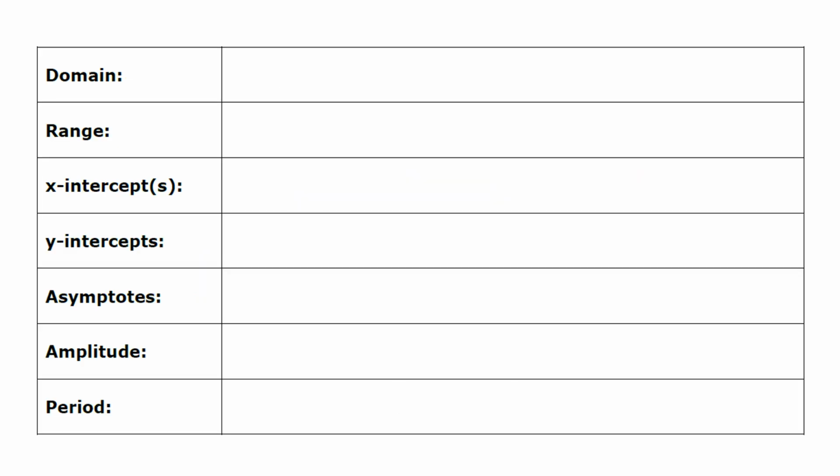Oh, before we do that, we gotta do the properties. Almost forgot. All right, the domain is going to be all x that are an element of the real numbers, except for when x equals n times pi, where n is an element of the integers. The range is going to be from negative infinity to negative 1, union 1 to infinity.